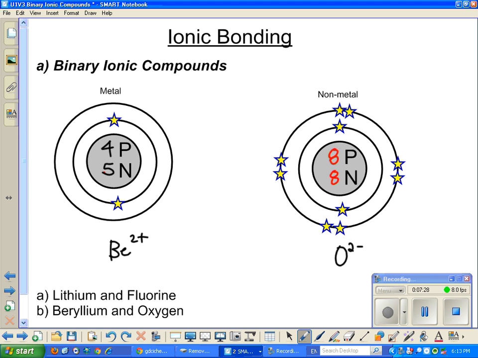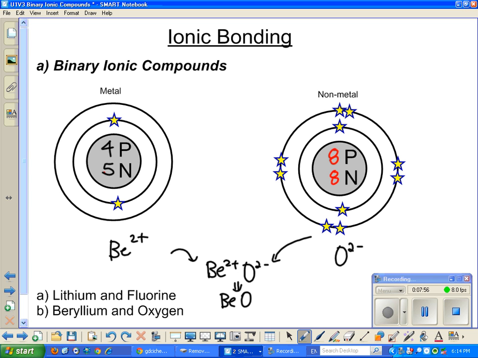And lo and behold, for both of these to achieve full outer shells, it took a 1-to-1 ratio of beryllium atoms to oxygen atoms to create the beryllium ion or beryllium cation and the oxide ion. And so we don't need to show these charges per se overall. We can simplify this to simply BeO, a 1-to-1 ratio, 2 electrons lost, 2 electrons gained.